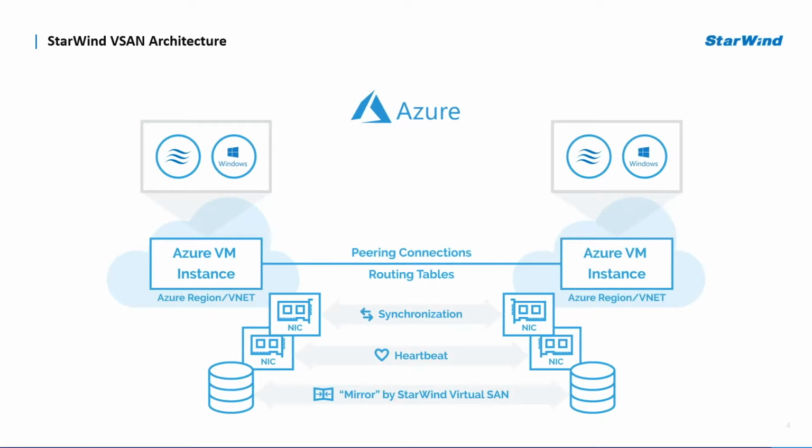Now, in this webinar, we're actually focused on the best practices of deploying an HA in Azure. As you can see on the diagram, we have a minimal configuration of StarWind's VSAN in Azure. Just as previously with our on-premise environment, it can start with 2 nodes, and no external witness is actually required.